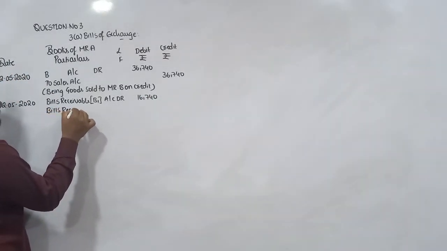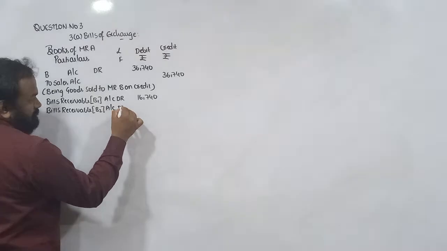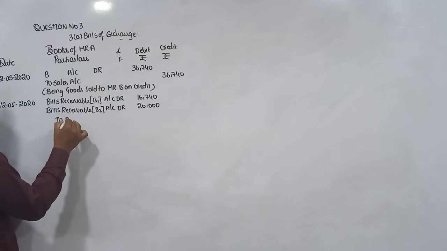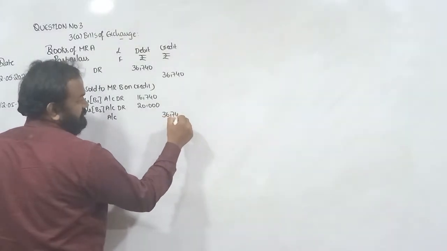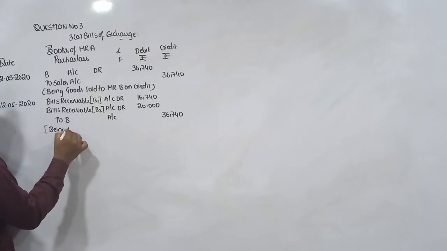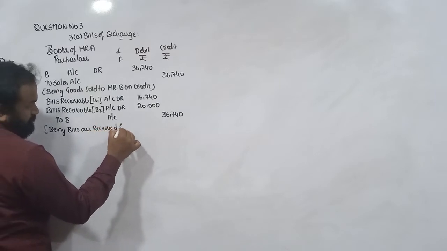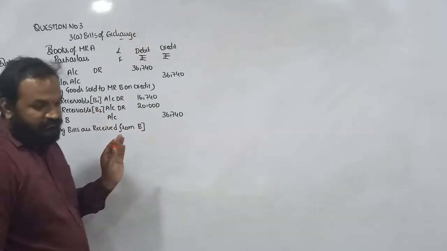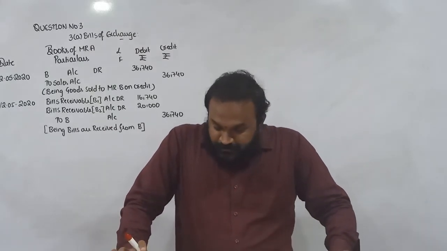Next, bills receivable B2 account debtor 20,000 to B account 36,750, being bills are received from B. Right? Now, not on the immediate date, on 5th June.